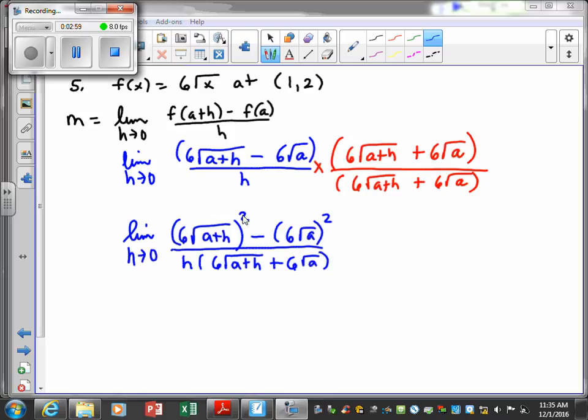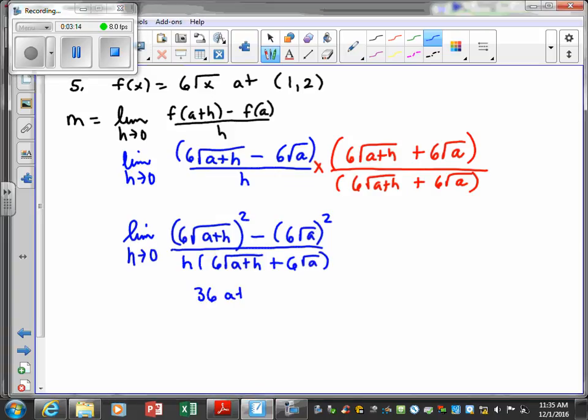For this next step, what is 6 squared? 36. And what is the square of a square root? Just that. So that's going to simplify to 36 times (a plus h). Okay, and then over here, similarly, 6 squared is just going to be 36, and then the square of a square root is just going to give us a. Let's bring our denominator down.